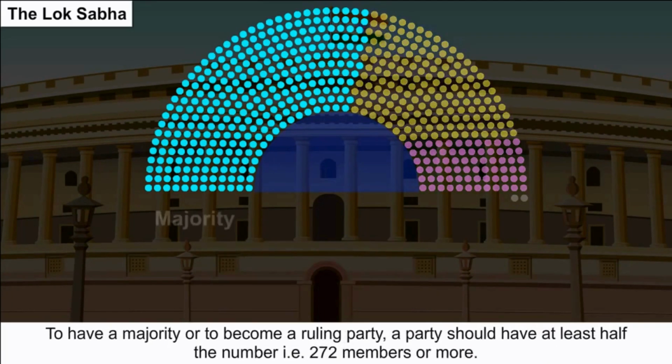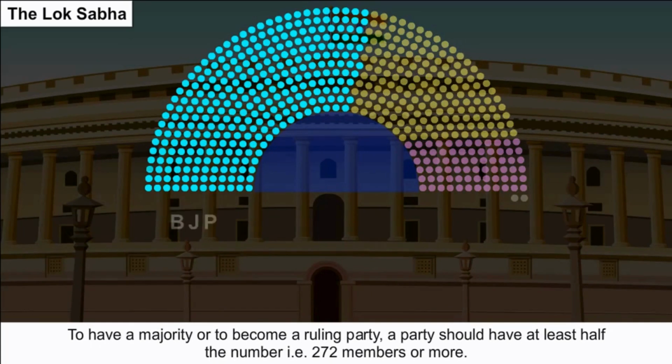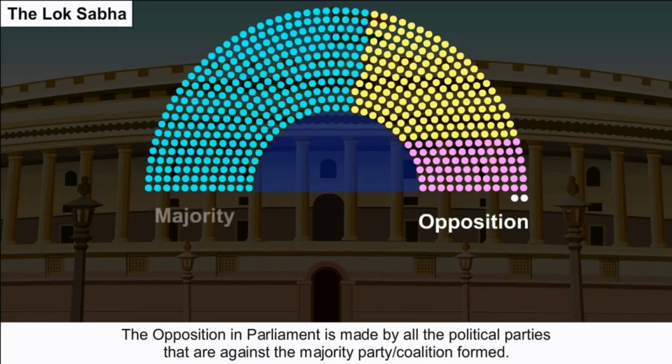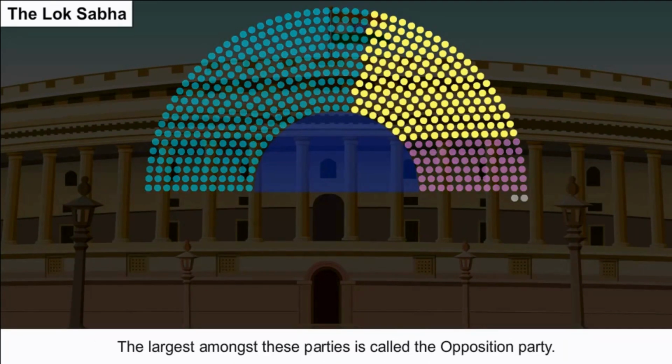To have a majority or to become a ruling party, a party should have at least half the number, that is 272 members or more. The opposition in Parliament is made up of all the political parties that are against the majority party or coalition formed. The largest among these parties is called the opposition party.